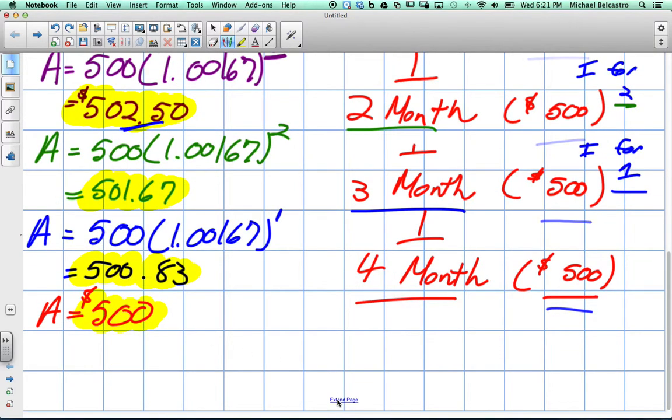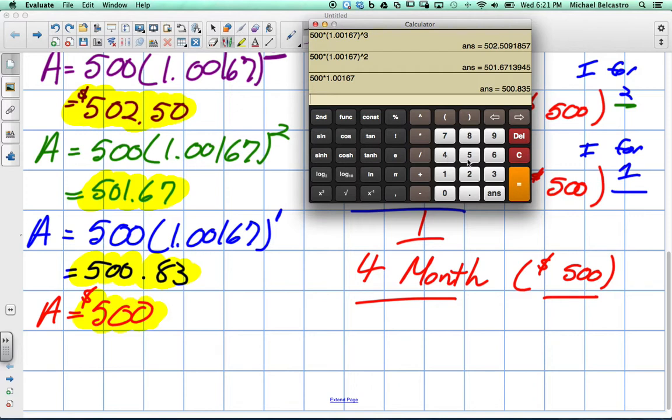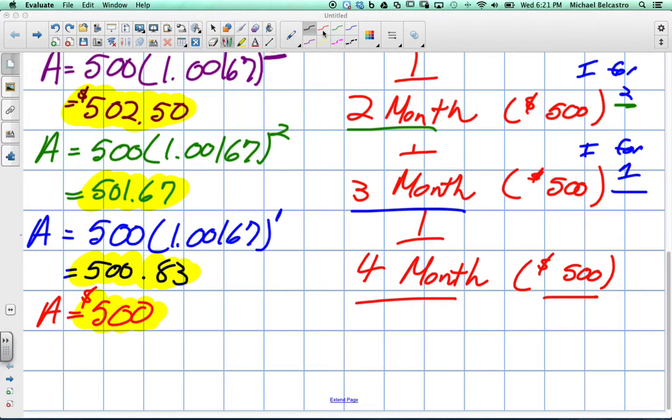So let's add up these amounts. When we add up these amounts, get our calculator out. So the first one's 502.50, plus 501.67, plus 500.83, plus 500. Sorry, I don't remember what the last one was. And it worked out to be exactly, wow, that's convenient, $2,005. So what we've got is our total annuity.